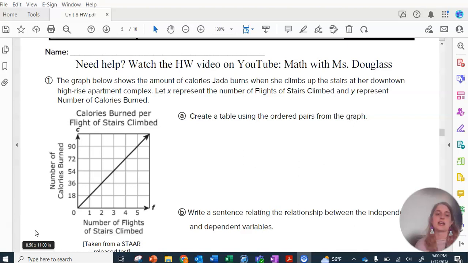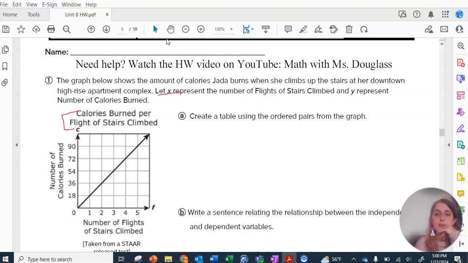Okay, so today we're talking about graphs and tables and equations all together. Exciting stuff. So this graph we're looking at here, we can look from the title, but we can also read in the problem. The graph shows the amount of calories that Jada burns when she climbs up the stairs. Because lots of stairs equals quite the workout.